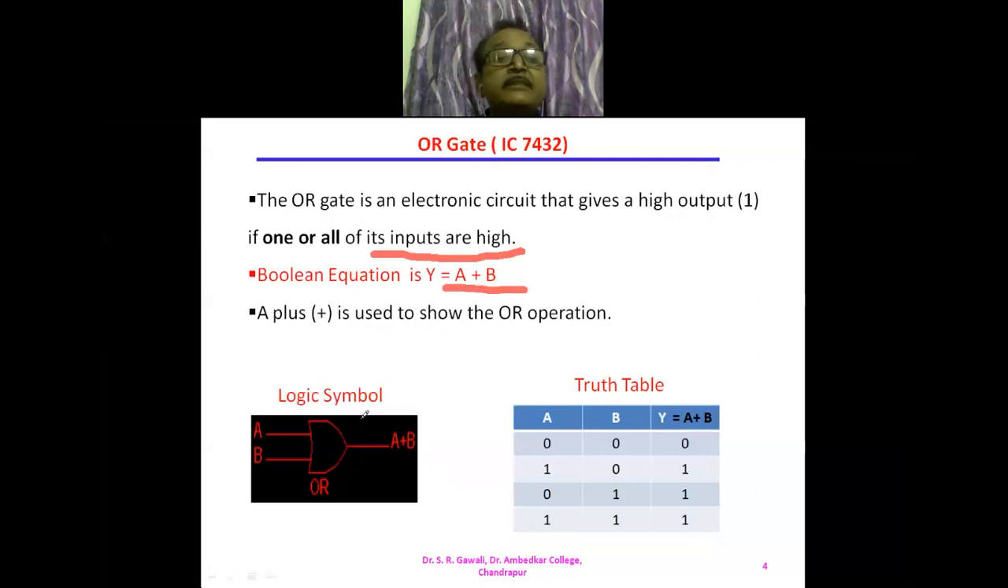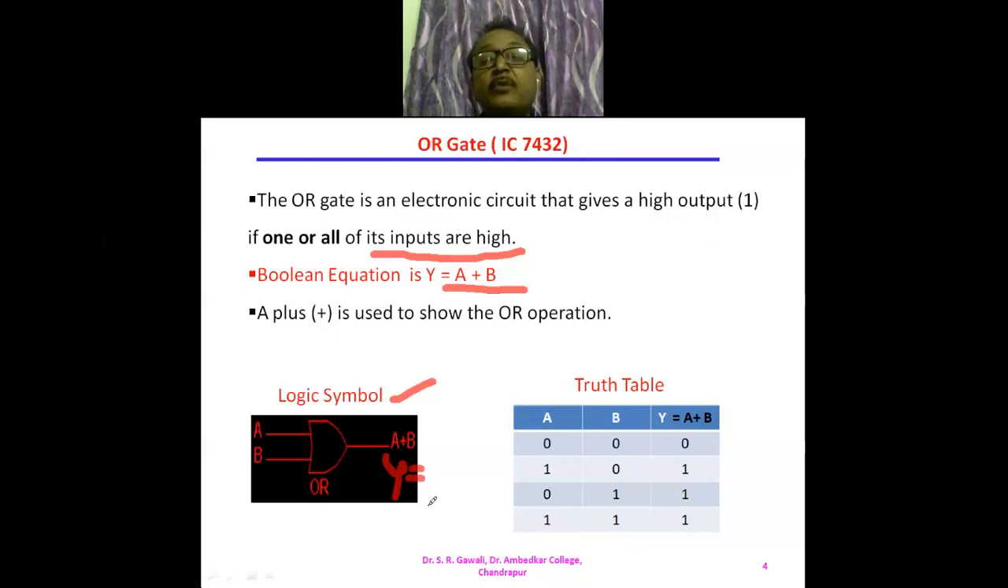And this is the logic symbol of the OR gate. This type of typical logic symbol is there for the OR gate, and this is nothing but Y. Y is equal to A plus B. It is the Boolean equation of the OR gate.